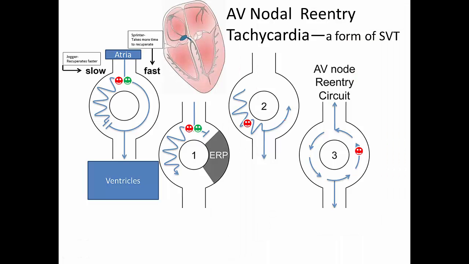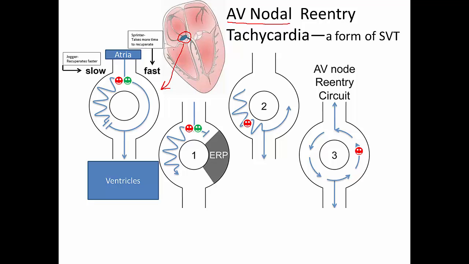Okay, so now we're just going to jump into SVT, and we're going to be talking about AV nodal reentry tachycardia, which is a form of SVT. And just like the name implies, we're going to be talking about the AV node. On the heart to the left, I'm circling the AV node. From there, we've blown it up, zoomed into the AV node of some individuals. Of course, this is not every individual, it's just people with the propensity to have SVT.